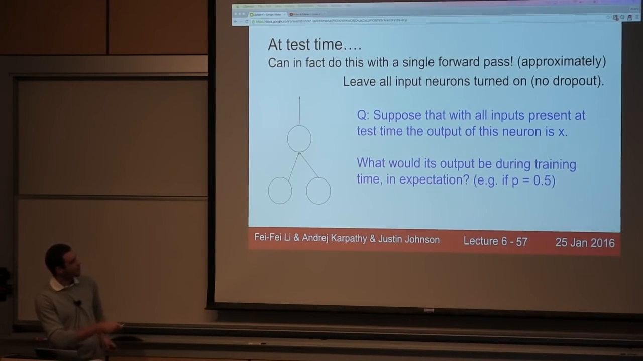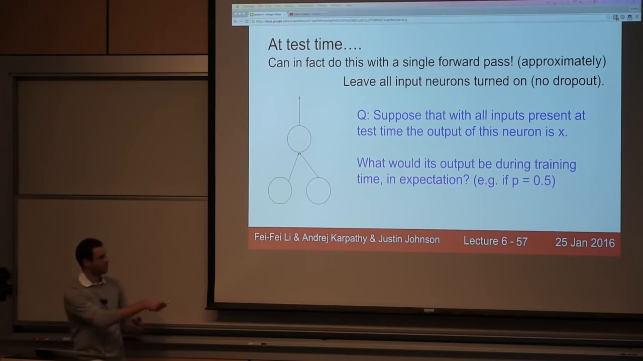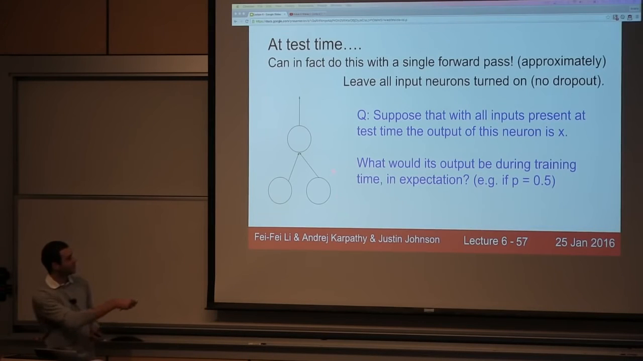Basically, one way to get at what the issue is: suppose that this was a neuron, and it's got two inputs. And suppose that with all these inputs present at test time, so we're not dropping units, these two have some activations, and the output of this neuron gets computed to be some value x. You have to compare this value of x to what the neuron's output would be during training time in expectation. Because in training time, the dropout masks vary randomly, and so there are many different cases that could have happened. And in those cases, the outputs of this neuron would possibly be in a different scale. And you have to worry about this.